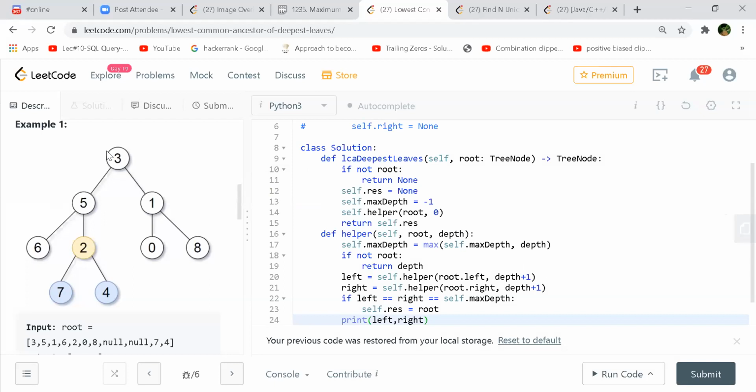What would be the intuition on line 22? Because you returned a node, all the levels are the same, right? The level of left and the level of right, that is the case for 7 and 4. You get that. But then when you are at node 2, you say that it is also equal to max depth.